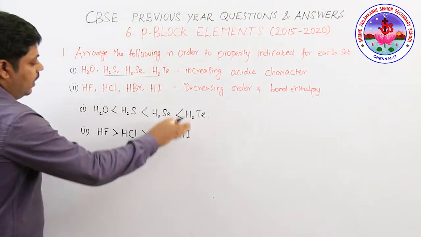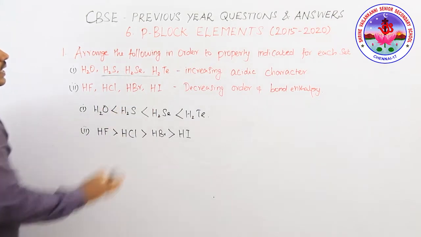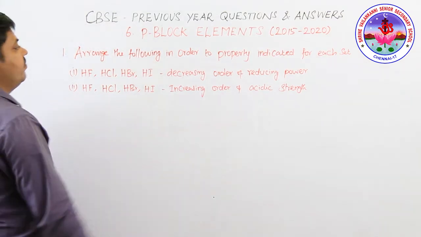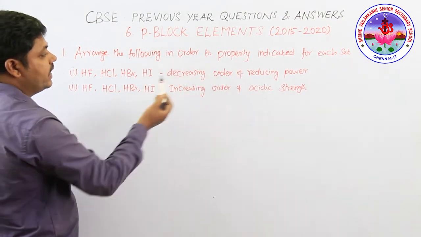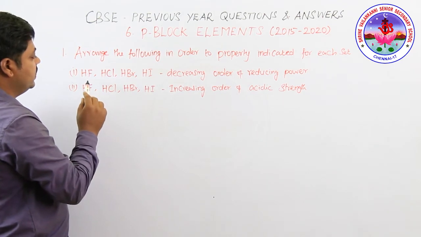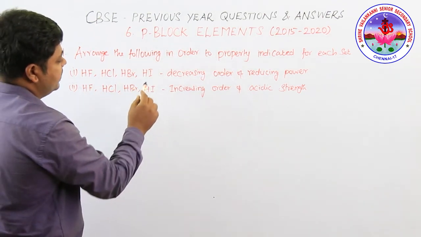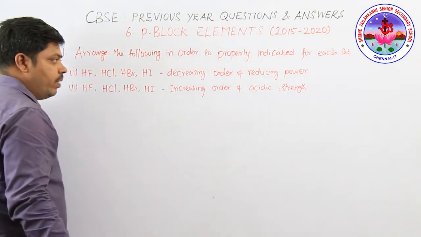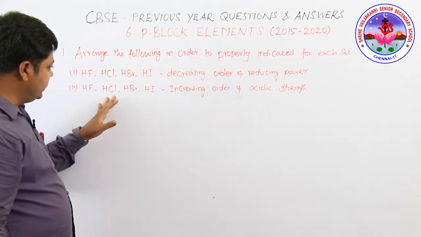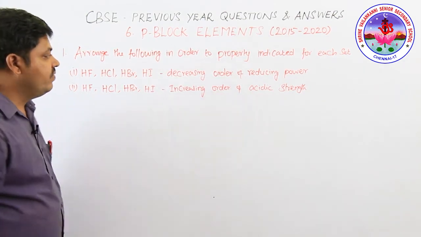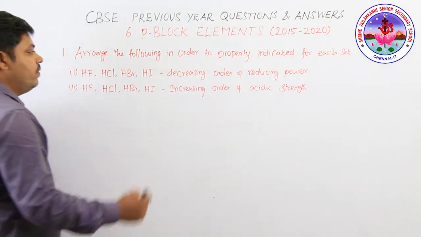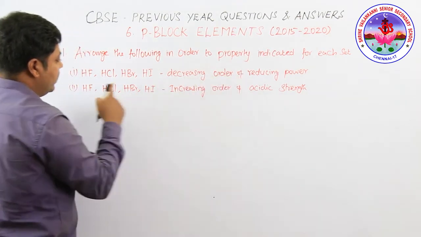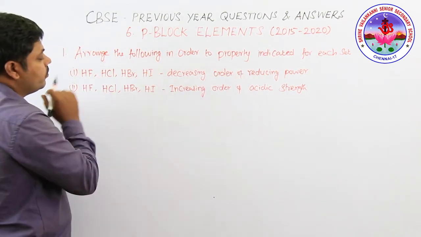So this is the arrange-the-following, order of reactivity type question. Some more examples we can see now. Look at a similar type of question: arrange the following in order of the property indicated for each set. The given compounds are HF, HCl, HBr, HI. The first question is the decreasing order of the reducing power. Then the second is HF, HCl, HBr, HI, increasing order of the acidic strength. The given compounds are the same.